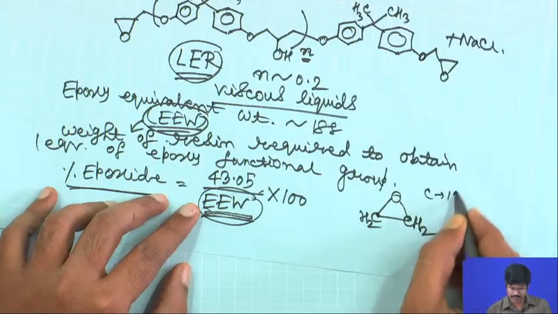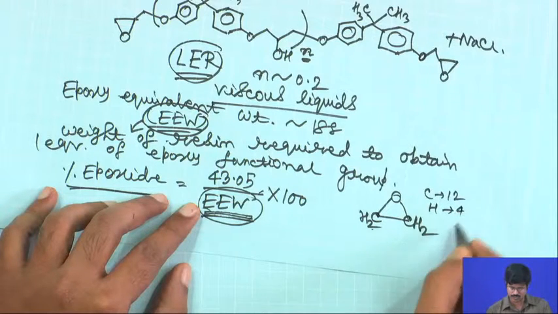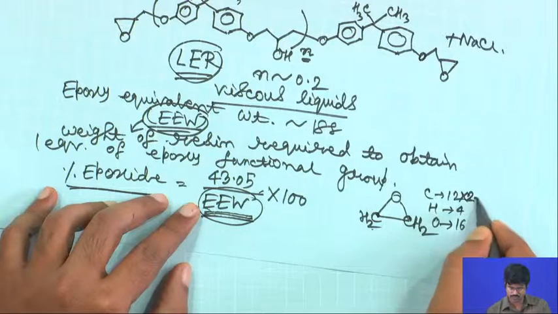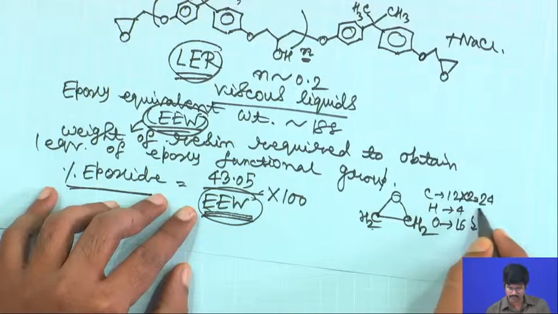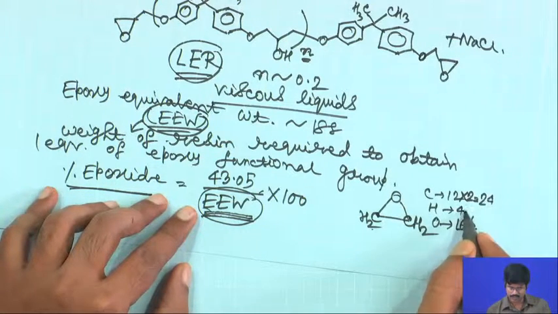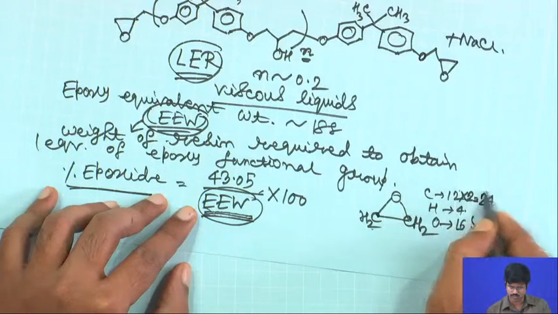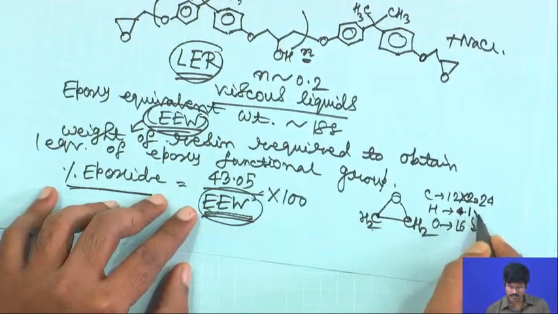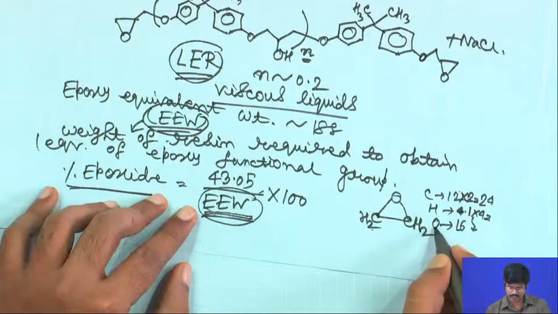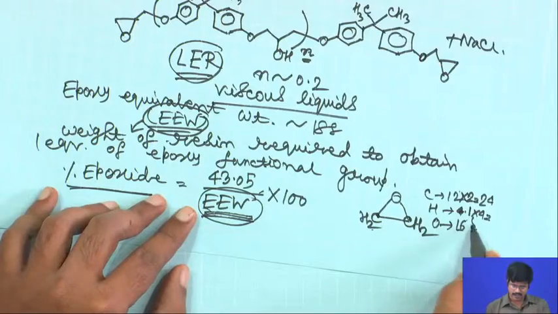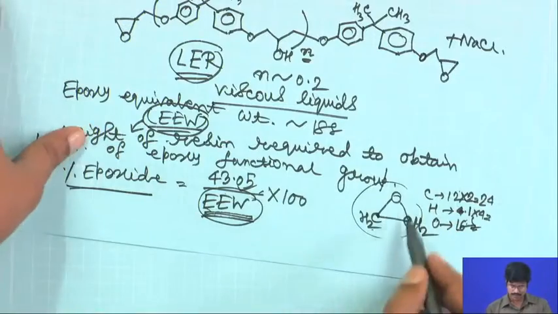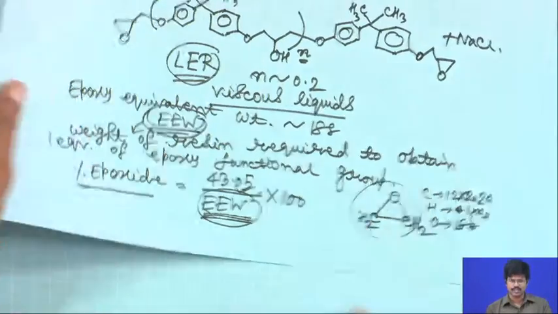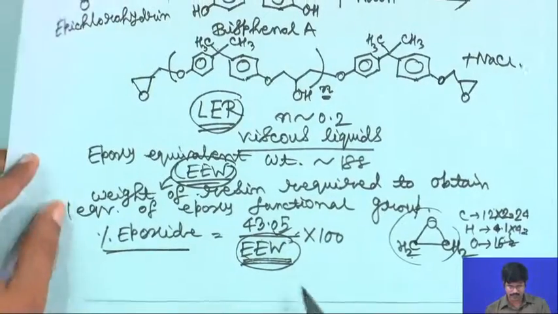carbon is 12, hydrogen is 2 plus 2, 4, oxygen is 16. So, this is 12 into 2, 24, it's close to 44. Actually, it is not exactly that, because there will be some decimal points, so carbon will be 12 point something. Hydrogen is basically 1 into 4, so this is 1 point something, and oxygen will be 15 point something. So, this is basically your 43.05, close to that will be the molecular weight of this particular unit. So, that divided by epoxy equivalent weight is your percentage epoxide.